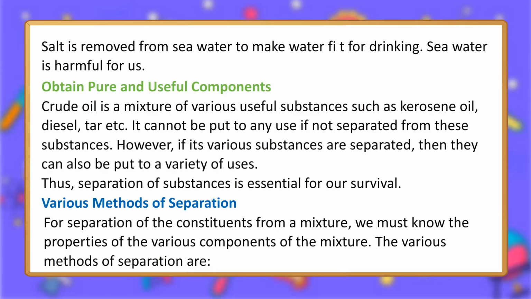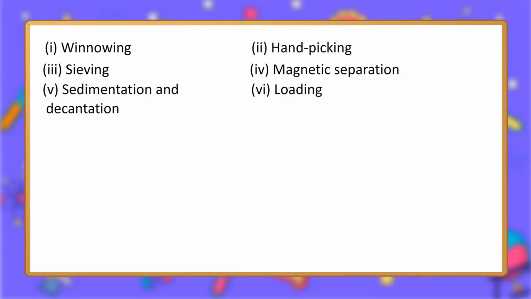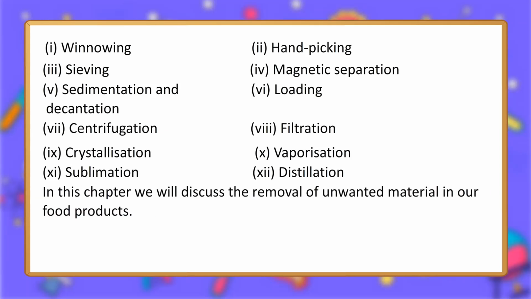The various methods of separation are winnowing, hand-picking, sieving, magnetic separation, sedimentation and decantation, loading, centrifugation, filtration, crystallization, vaporization, sublimation, distillation. In this chapter we will discuss the removal of unwanted material in our food products.